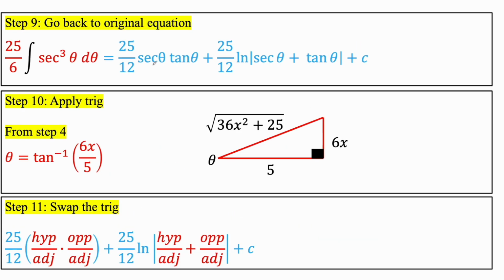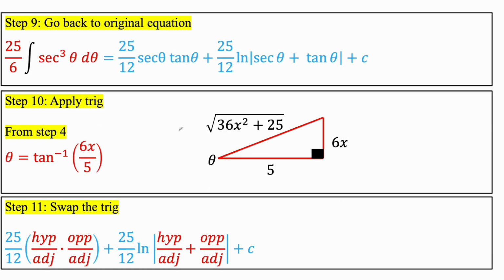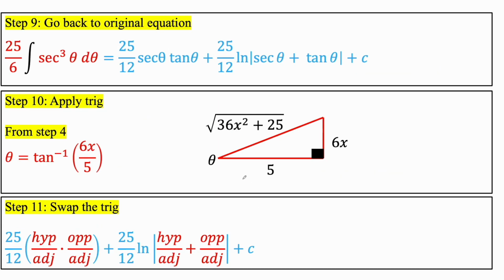Now we need to apply what we saw in the beginning with theta. So earlier we said theta is equal to tan inverse 6x divided by 5. And we also said tan theta is equal to 6x divided by 5, because we don't want our answer to be in terms of theta. So tan is opposite over adjacent. So opposite is 6x, adjacent is 5. And the hypotenuse, you do your square root, you do 6x times 6x, so 36x squared, 5 times 5 is 25.